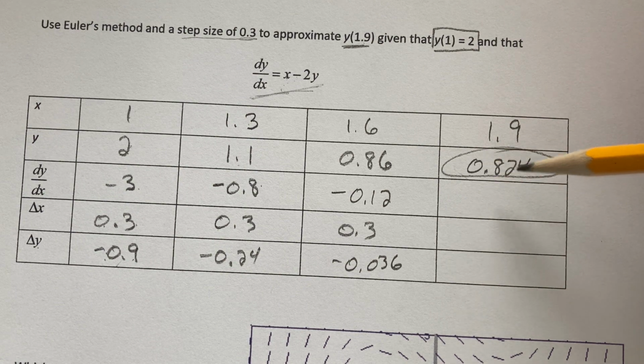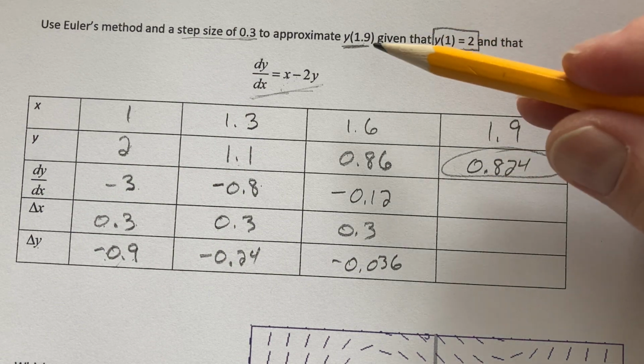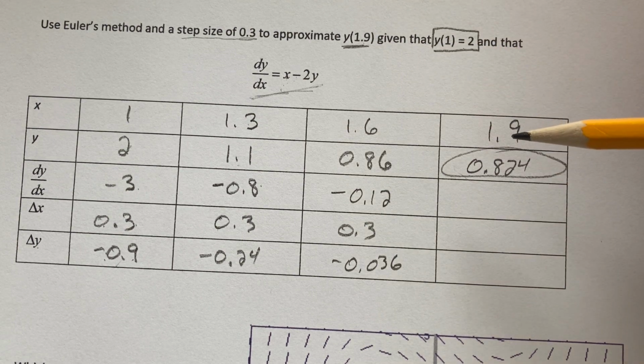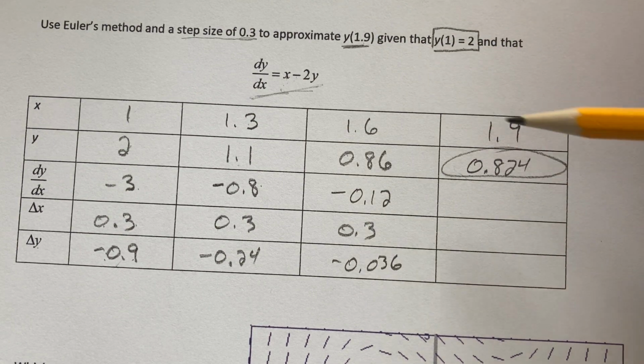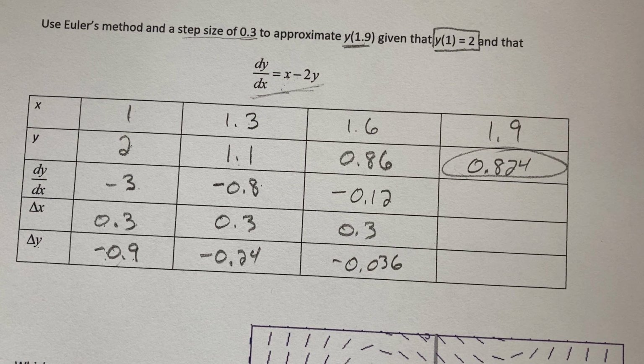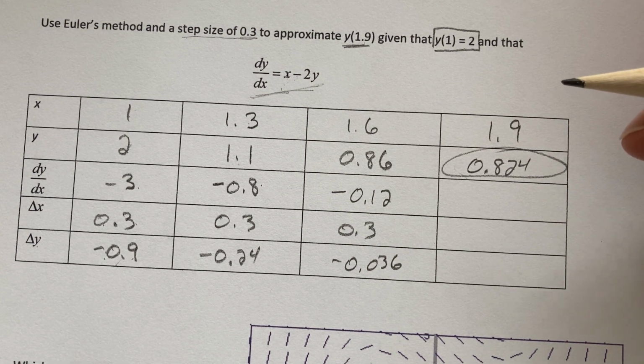Now, obviously, if we use a smaller step to get there, we'll probably have a more accurate approximation, but it would take us longer to do, right? So that's how difficult we want to make it versus how accurate we want to make it. Sometimes we can't have both. We have to decide.